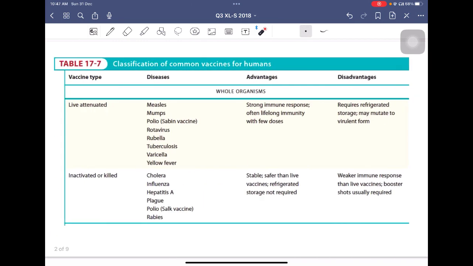Among the different types of vaccines that are available against different diseases, the most common is the live attenuated vaccine. The live attenuated vaccines are designed against diseases like measles, mumps, the Sabin vaccine of polio, the rotavirus vaccine, varicella, tuberculosis, and some of the advantages of live attenuated vaccine are the strong immune response. It can often produce lifelong immunity. So let us first discuss what is a live attenuated vaccine.